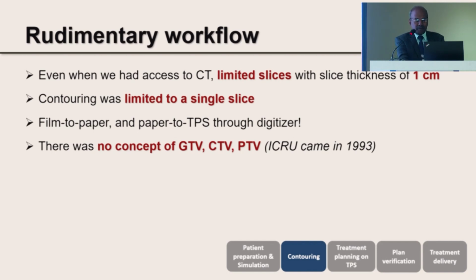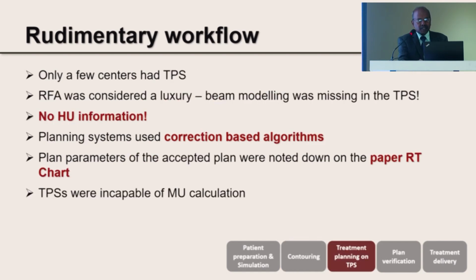From film, we had to move on to paper, and from paper, we had to move on to the TPS using the digitizer. There was no concept of GTV, CTV, PTV because ICRU came in 1993. Only very few centers had a treatment planning system at that time, and RFA was considered a luxury, which means beam modeling was not present in the TPS. There was no HU information. Planning systems used correction-based algorithms only. Model-based algorithms were not there.